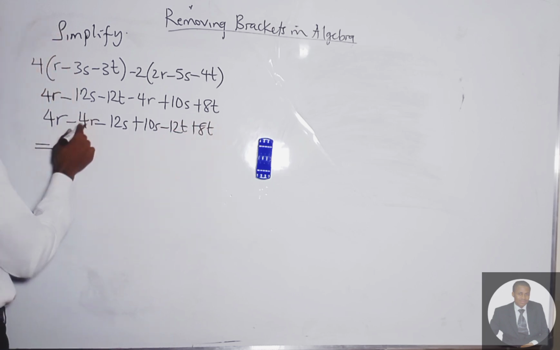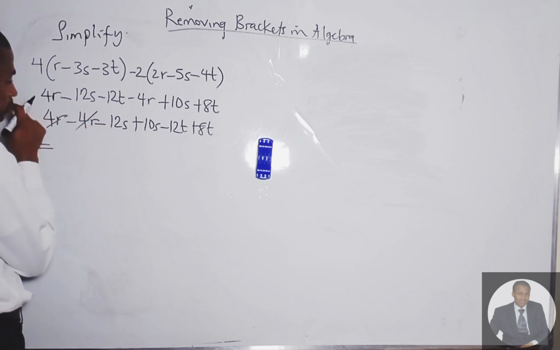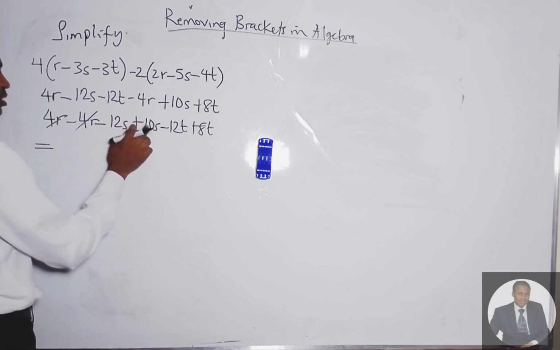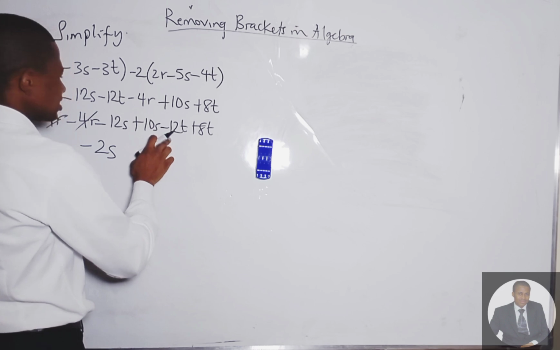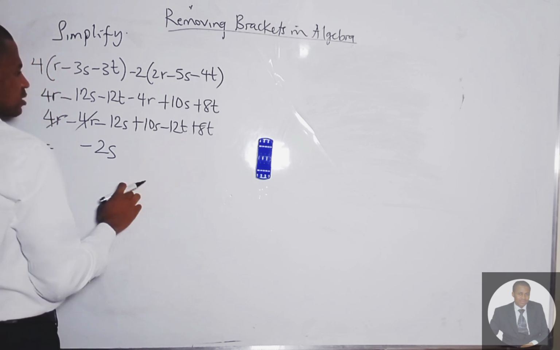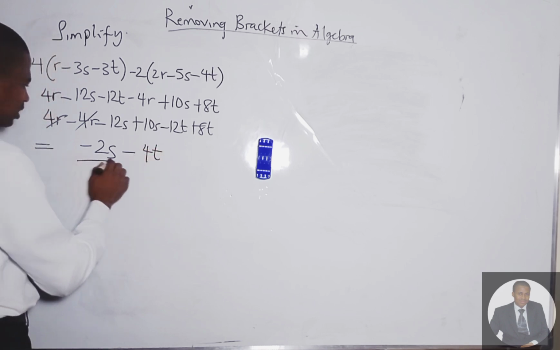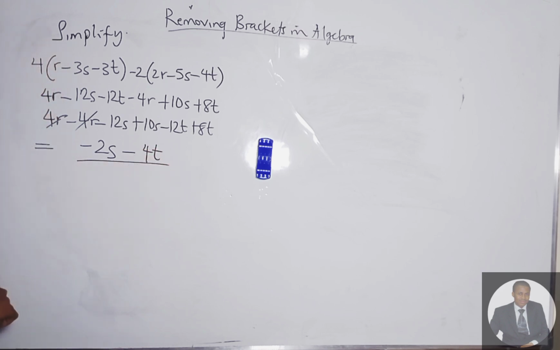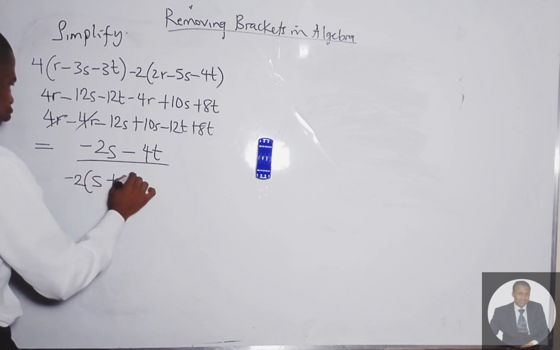4r minus 4r, that's 0, so that will cancel each other. Then minus 12x plus 10x, that's minus 2x, minus 12t plus 8t, that will give us minus 4t. So we either leave our answer this way, or we can say the commonality between these is 2. So we can say minus 2 into bracket x plus 2t.